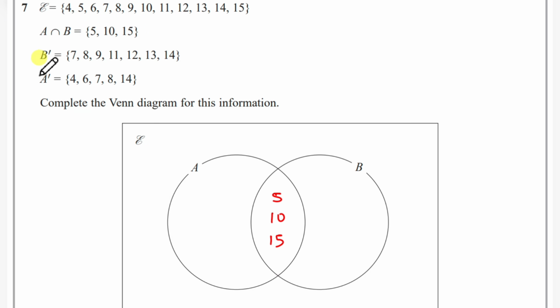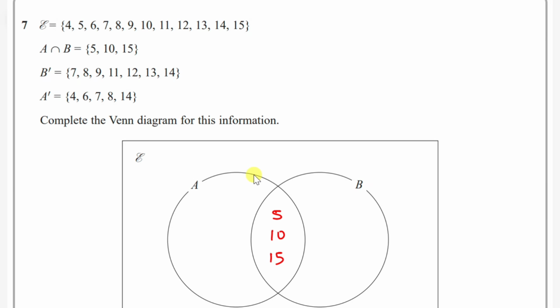So for the next one, we got B prime, or not B. When you get this little apostrophe, it literally means not B. This tells you all the elements that are not supposed to be in the B circle. So what you want to do immediately is work out what's actually in the B circle, and that's going to be every number that wasn't mentioned. So let's have a look.